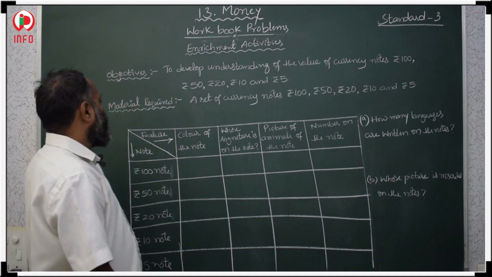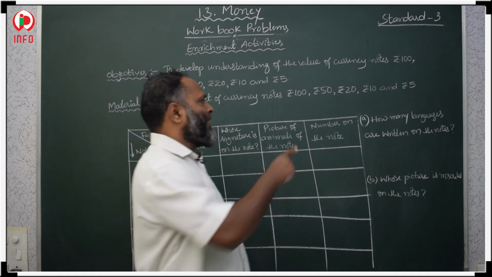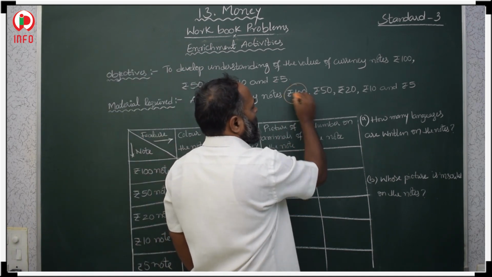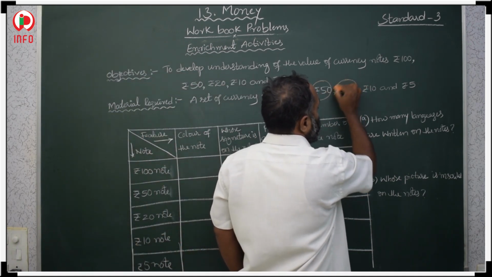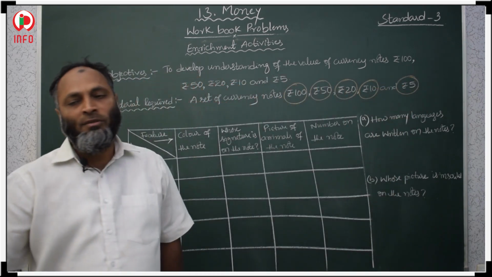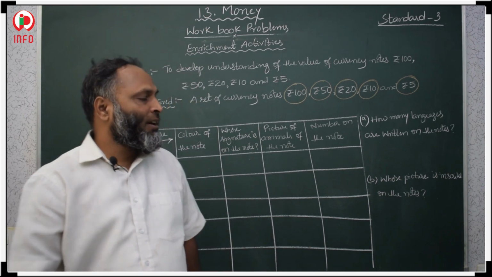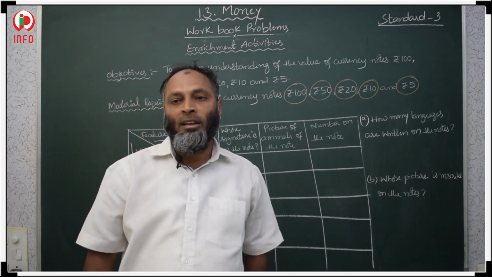So for that, what do you need? The material we need is a set of currency notes. 100 rupee notes we need, and 50 rupee note we need, 20 rupee note we need, 10 rupee note we need and 5 rupee note we need. So these 5 notes we need for this activity. Okay. Okay students.